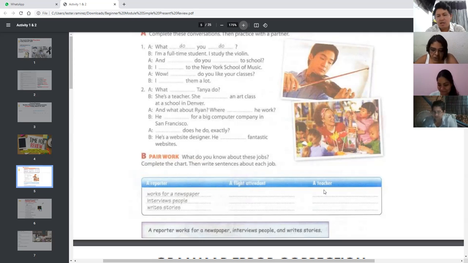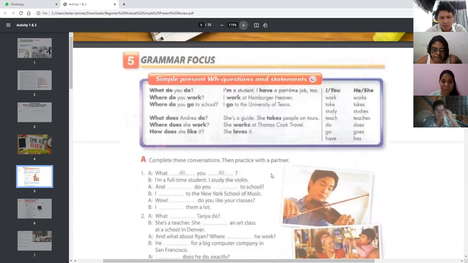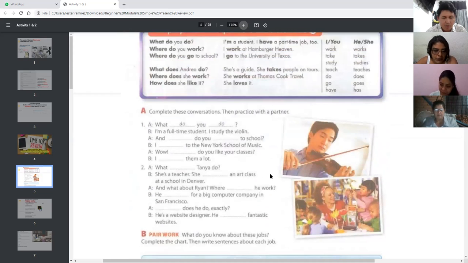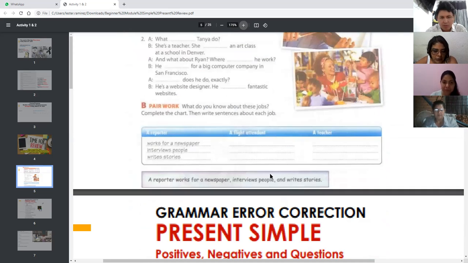Let me help you on the chart, en el cuadrito, okay? On the chart. Aquí. En los ejemplos del flight attendant, teacher, y el reporter. Usted tiene que crear tres ejemplos de un flight attendant y tres de un teacher, right? Okay. Se me ocurre. A flight attendant, eso ya lo estábamos haciendo. A flight attendant works in a plane.